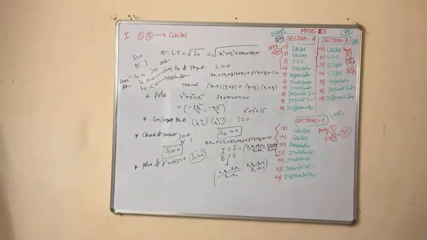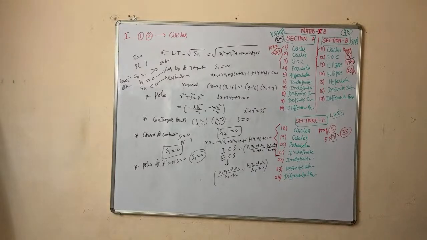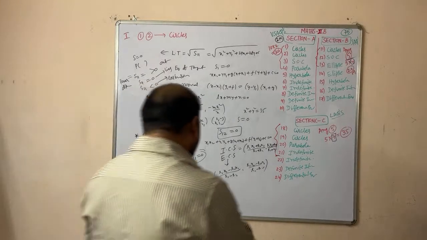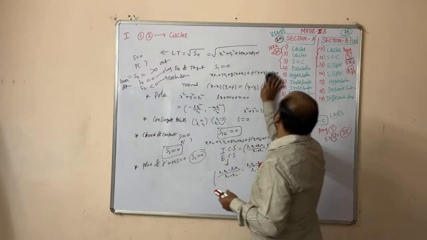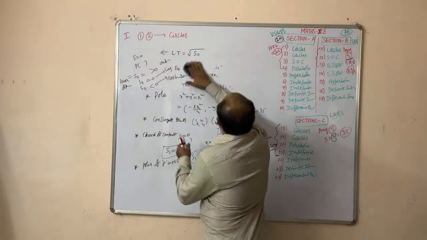Now we will move to the system of circles. In the system of circles we have very few possibilities. That also I will show. What type of questions?